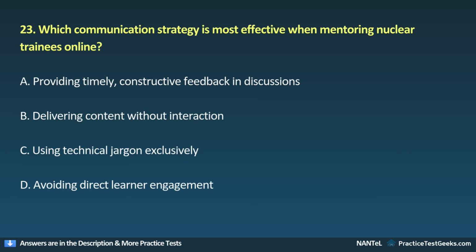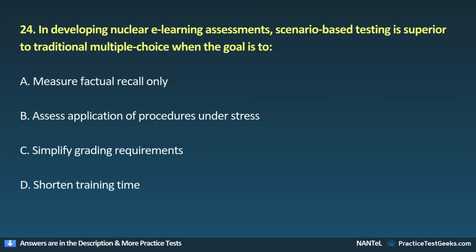23. Which communication strategy is most effective when mentoring nuclear trainees online? A. Providing timely, constructive feedback in discussions. B. Delivering content without interaction. C. Using technical jargon exclusively. D. Avoiding direct learner engagement.